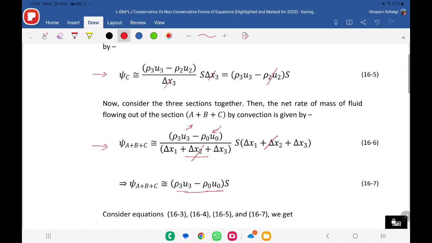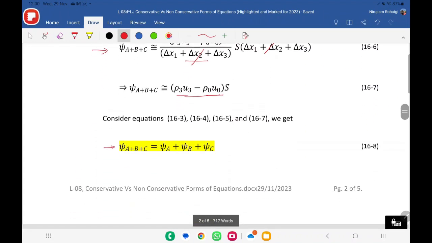So either way you do it, you do it for each element and add it up, and you add all the elements, you get the same answer. Which means that when you break a cell into smaller parts, conservation is maintained. Okay.